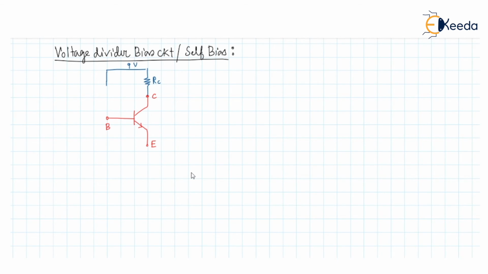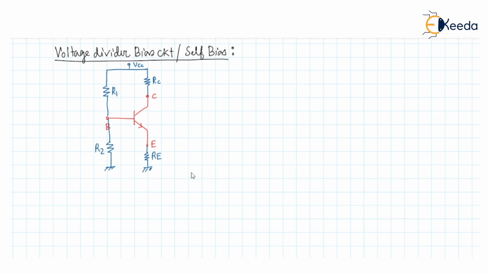There is a VCC source with the base. There will be one R1 resistor. With this base, there will be another R2 resistor that will be grounded. The emitter is connected to a resistor. This is the self-bias circuit or the voltage divider circuit using the emitter.